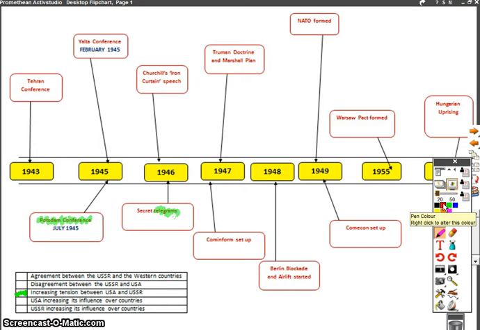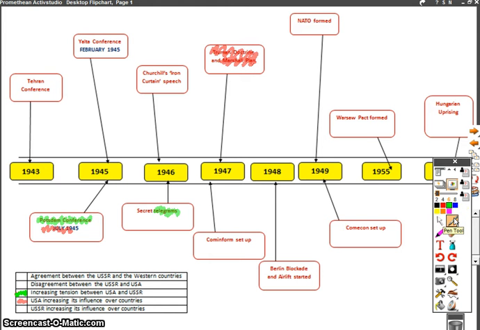So we'll choose a different one. The USA increasing its influence over countries, I'm going to highlight in red. Now, we know that in Potsdam they managed to increase their influence over Germany, for example, because they were given their sector, so we can highlight that in red. They also managed to increase their influence over countries by introducing the Marshall Plan and the Truman Doctrine, so we'll highlight that in red. There are lots of things we can put, and we can highlight all of these things into one of the categories, or at least one of the categories, maybe more.